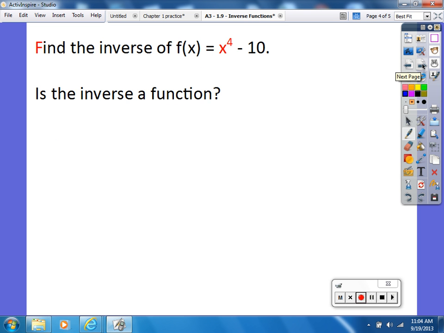So now let's find the inverse of something. We're going to find the inverse of f of x equals x to the 4th minus 10. And then we're going to determine if it's a function. So, one more time, Ryan. What do I need to do first? Switch the x and the y. So I'll make this x equals y to the 4th minus 10.